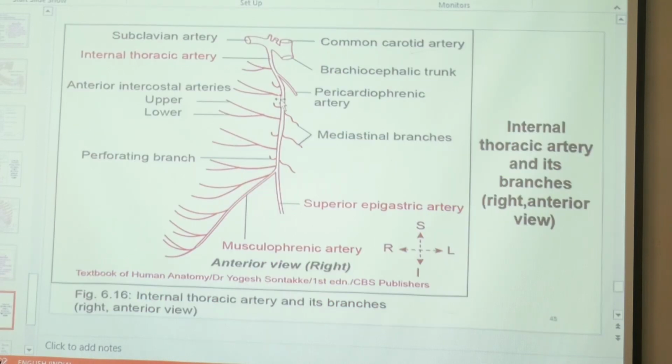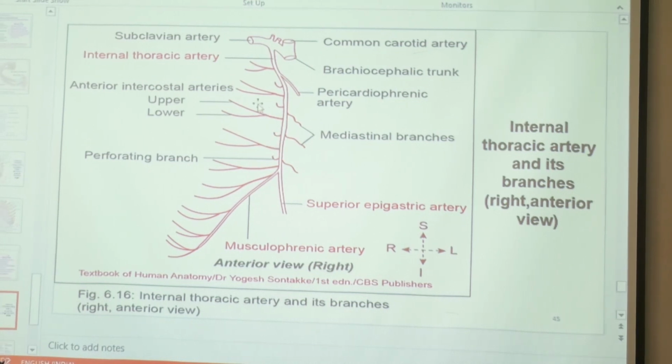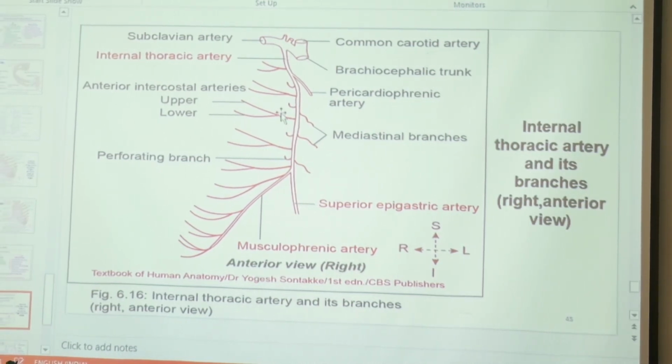See, these are the branches: mediastinal branches and pericardiophrenic branches supplying the pericardium of the heart. These are the perforating branches, and here are the anterior intercostal arteries, and these two are the terminal branches, superior epigastric and musculophrenic. Okay, so these are the branches of the internal mammary artery.